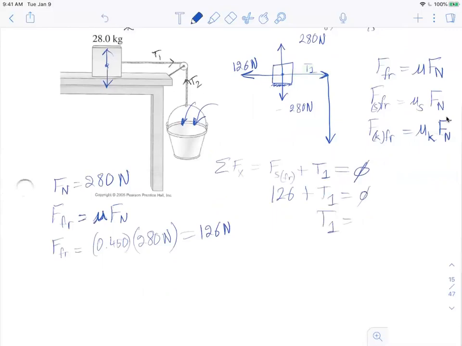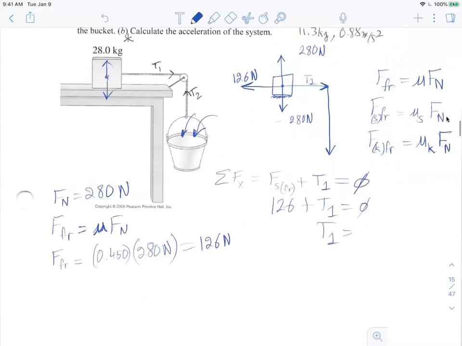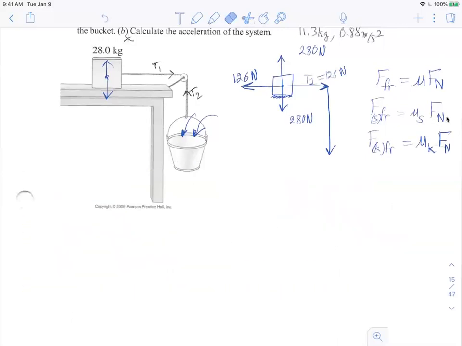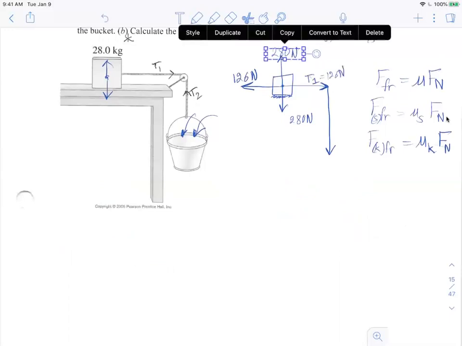So the T1 is equal to, and they're in opposite directions. If you say the force of static friction was in the opposite direction, when you take it over to the other side, you just get 126 newtons, negative becomes positive. Add 126 to both sides. So T1 should be 126 newtons, which is kind of obvious, but you can show the math for it. So now you know all these things. Let's clean up a little bit. Okay, so you know all these forces. T1 is equal to 126 newtons, and all these other things.